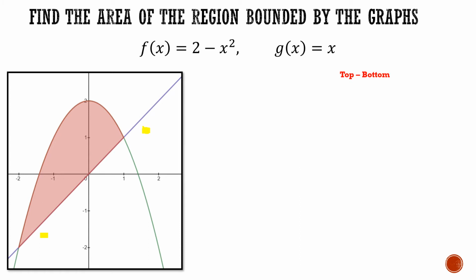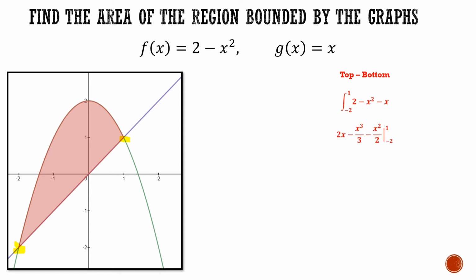All right, so when I do top minus bottom, again, I'm going to do the integral from my bounds of -2 to 1. Because that, again, is where my intersection points are. So from right here at -2 to 1. And then I'm going to do top minus bottom, which would be 2 minus x squared, that was the top function, minus the bottom function of x.